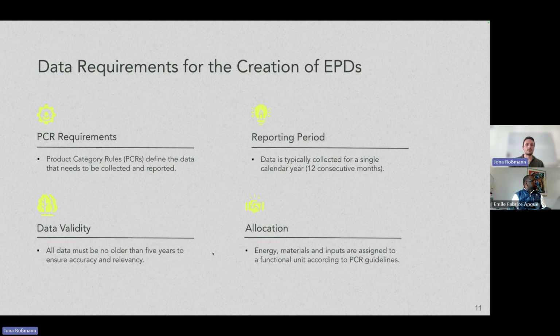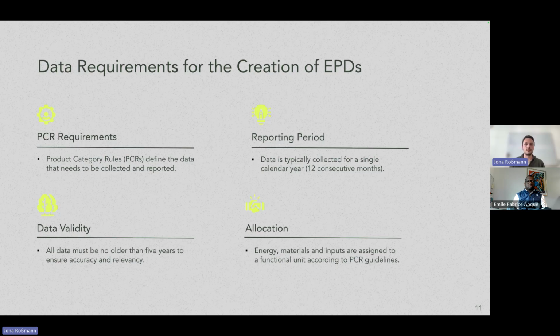And those are, first of all, the PCR requirements. I touched a little bit upon it already. The PCR is the product category rule. You can think of a PCR as a rule book on how to calculate an LCA for your specific product type. It tells you which life cycle stages must be covered, how to handle specific scenarios, what the declared unit is, what data sources are acceptable, and so on.